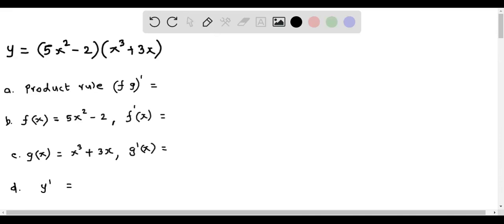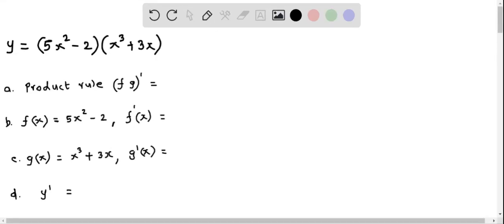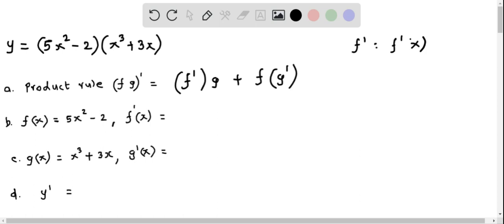According to the product rule, we write the derivative of the product of two functions fg. This is written as f prime times g plus f times g prime, where f prime is the short form of the derivative of function f, that is f prime of x, and g prime is the short form of writing g prime of x, which is the derivative of g of x.